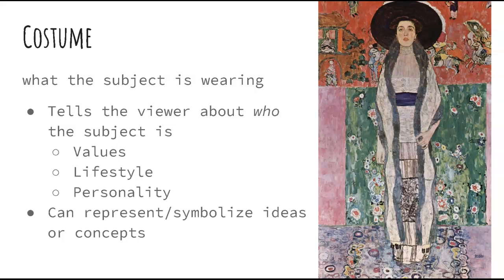Our first element of portraiture, whether this be a photograph or a painting or a drawing, is costume. And that is what the subject is wearing. Now, the costume tells the viewer about who the subject is, like their values, their lifestyle, their personality, and they can also represent or symbolize ideas or concepts. If we look at this piece on our right-hand side by Klimt, if we're looking at our subject's costume, we see what looks to be very expensive clothing, a sense of elegance, a sense of fashion, helping us understand that this person is probably pretty high up in the old socioeconomic ladder.